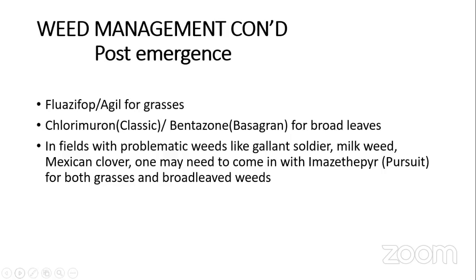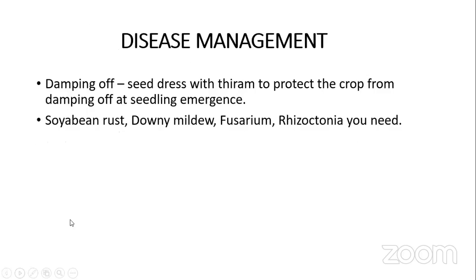Then let's go back to the other slide that we've skipped. Right, in terms of disease management, there is damping off, which normally affects our crop at seedling stage. So what we need to do now is to make sure that we take Thiram, a fungicide, which is also used as a seed dresser, so that we dress our seed, and then it protects our crop from damping off at seedling stage. So we just need to make sure that we put it as a seed dresser.